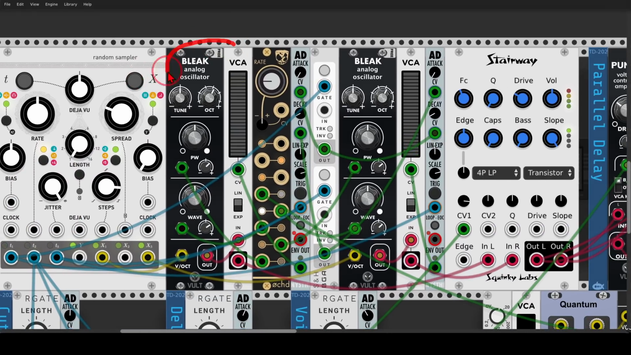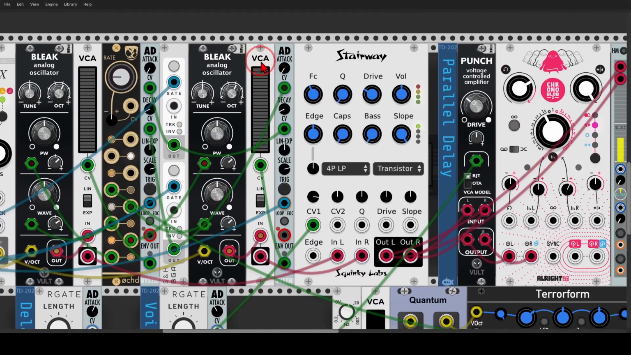Now this is sequencing two Bleak oscillators. Again, they have the same voice twice. And I'm adding some movement with sample and hold. Also here I'm modulating the attack and the decay of the envelopes. I find this really, really nice for adding movement. And I also have Oct again, adding movement to the oscillators themselves, modulating their timbre, modulating their sound.